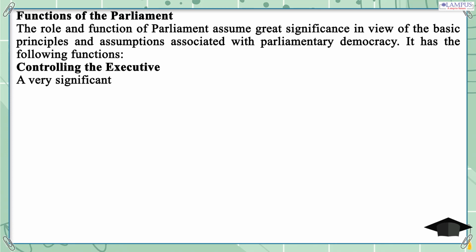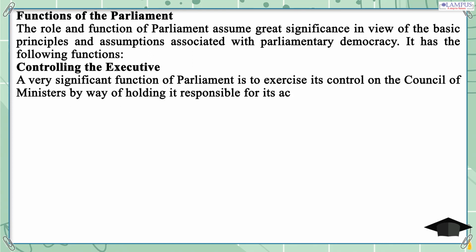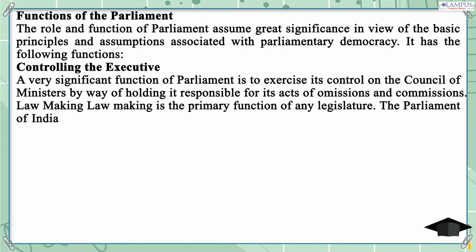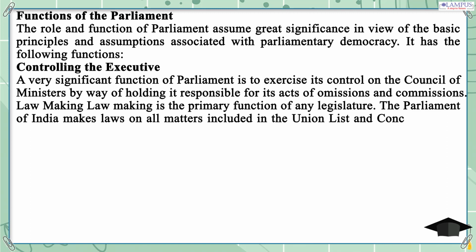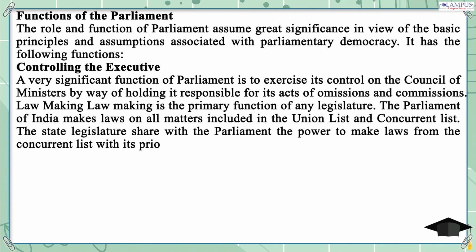A very significant function of Parliament is to exercise its control on the Council of Ministers by way of holding it responsible for its acts of omissions and commissions. Law-making. Law-making is the primary function of any legislature. The Parliament of India makes laws on all matters included in the Union List and Concurrent List. The state legislatures share with the Parliament the power to make laws from the Concurrent List with its prior permission.